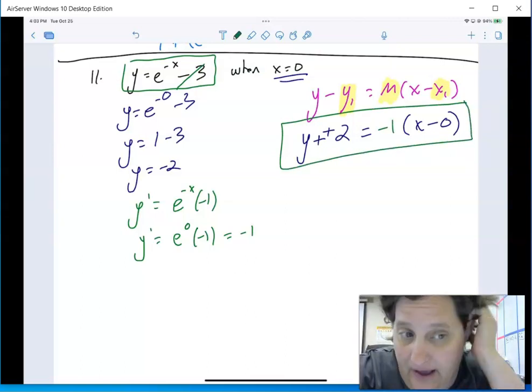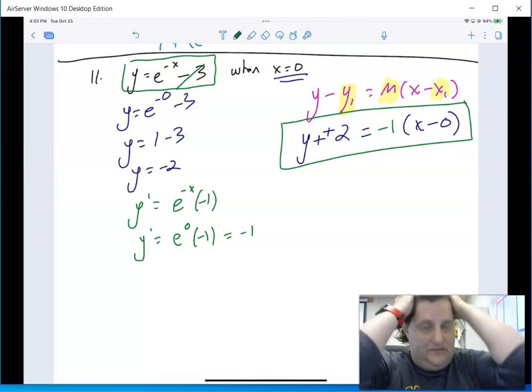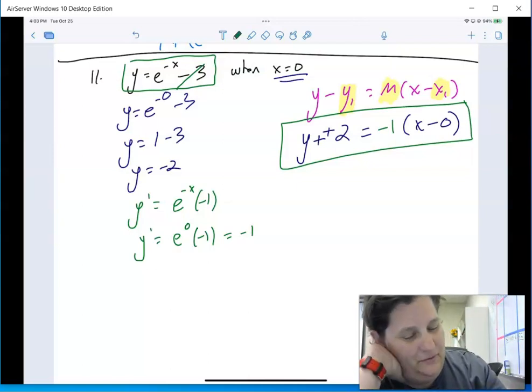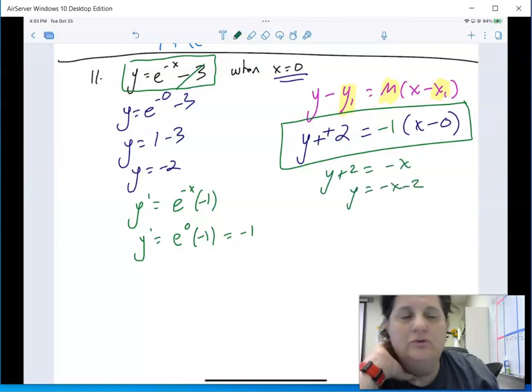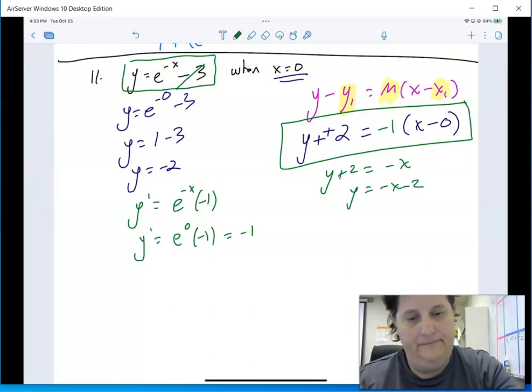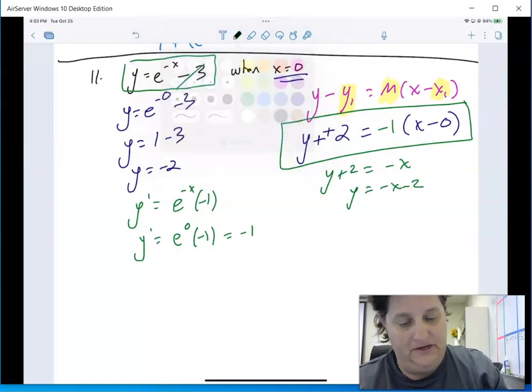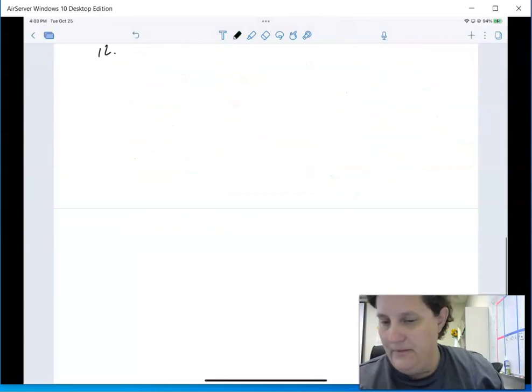Just leave it like that, unless, of course, it's a multiple choice question and it's not in point slope form. They might have you distribute that and subtract the 2 over. But don't do that unless you have to, because that's just more places to make mistakes. Cool.